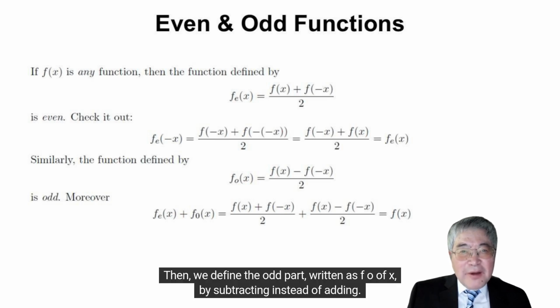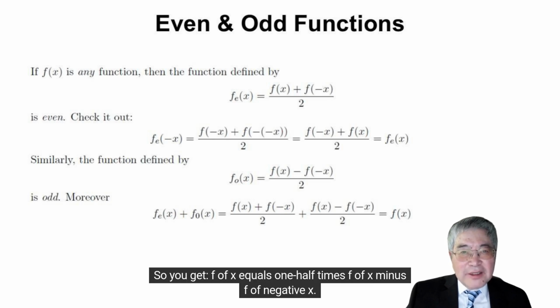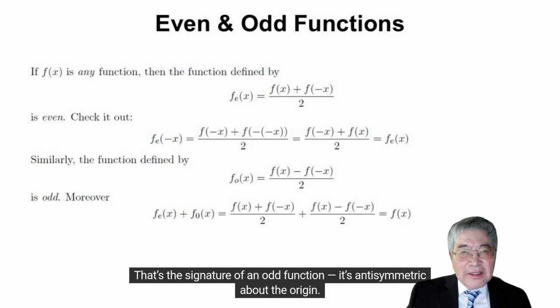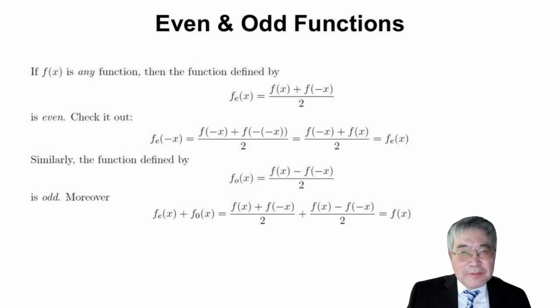Then we define the odd part, written as fo of x, by subtracting instead of adding. So you get fo of x equals 1/2 times f of x minus f of negative x. Now, if you evaluate this at negative x, you'll find that fo of negative x equals negative fo of x. That's the signature of an odd function. It's anti-symmetric about the origin.